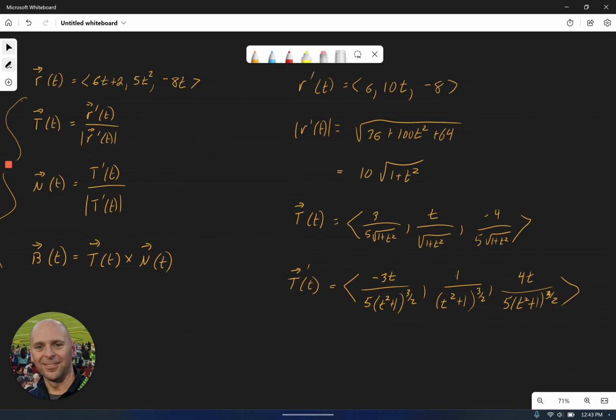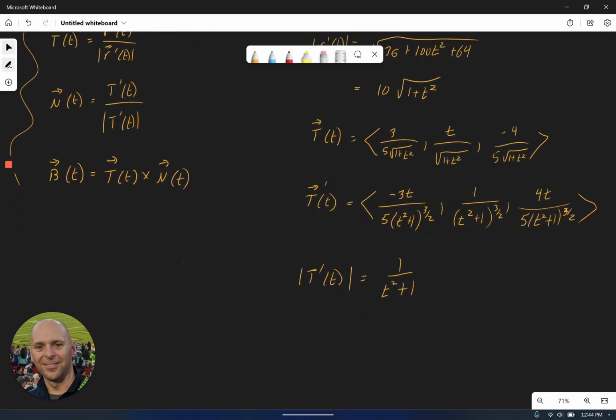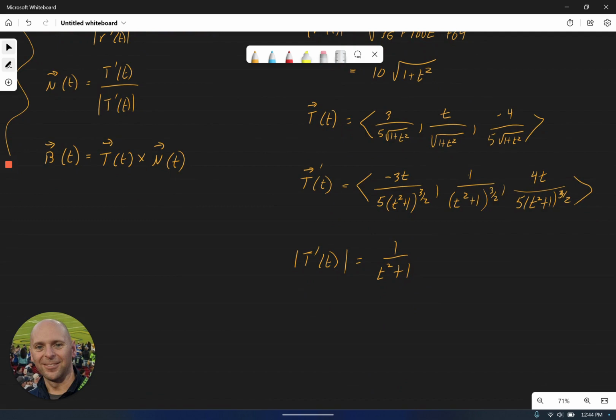We also need the magnitude of T prime, and again, much like computing these things by hand goes, we can imagine that this magnitude might take us a while to compute and simplify down. In this case, again, I've used a computer algebra system to do that. So the magnitude of T prime of t is going to be equal to 1 over t squared plus 1. And now we've got that as well. So we can go ahead and set up our overall vector for T prime and our normal.